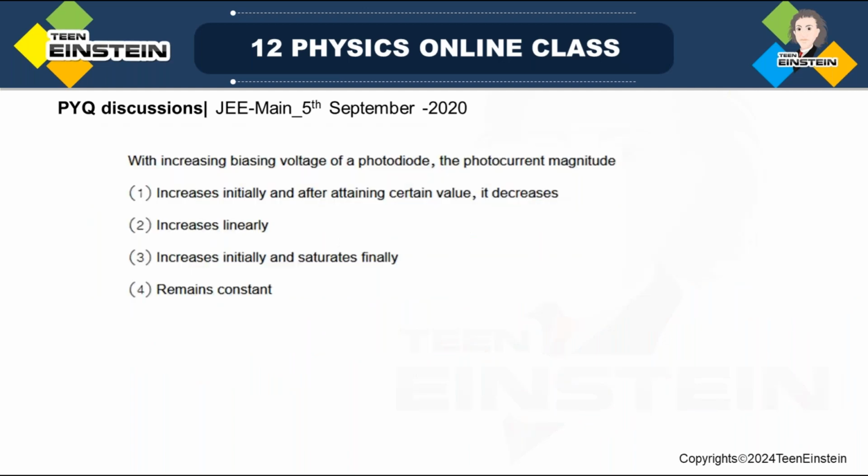Now I think this is the last question for today's session. The question says, with increasing biasing voltage of a photodiode, the photocurrent magnitude increases initially, and after attaining a certain value it saturates and remains constant. Let me show you the figure of how it goes.